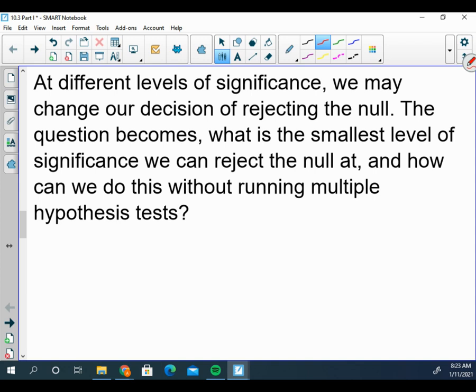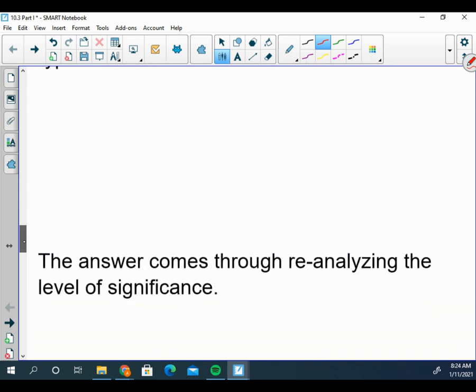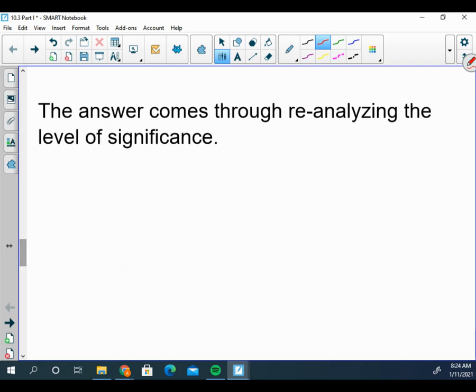At different levels of significance, as you just saw, we may change our decision of whether we reject the null or not. So the question becomes, for any level of significance, will I reject the null? Given my specific value, 615, which turned into 1.95 on the standard normal curve, will I reject the null at a 2%, at a 3%, 4%, 5%, 6%? You get the idea, level of significance. And how can we do this without just continually running hypothesis tests? Well, the answer is going to come from re-looking at levels of significance. So here's what we're going to look at.